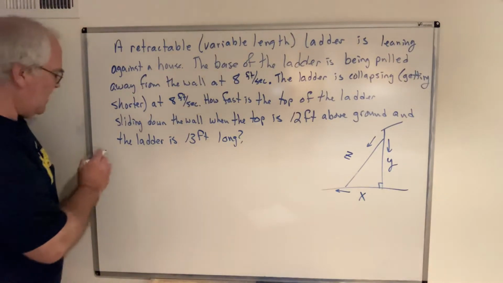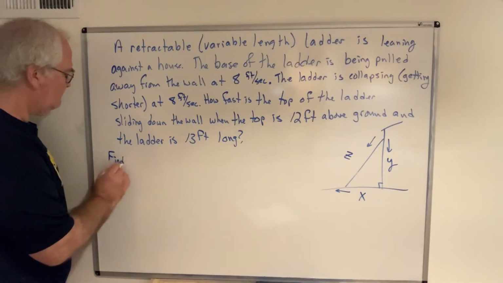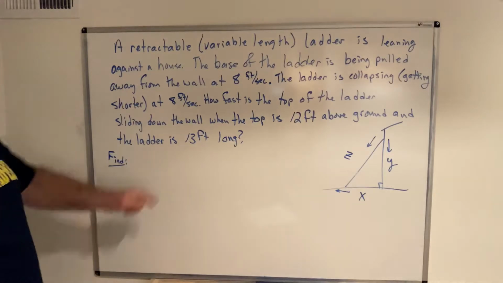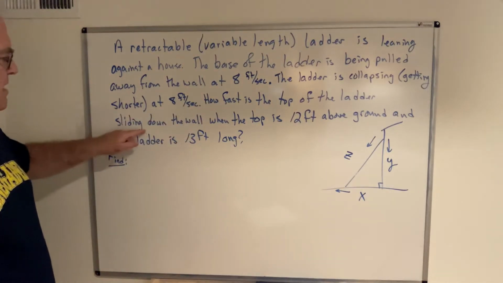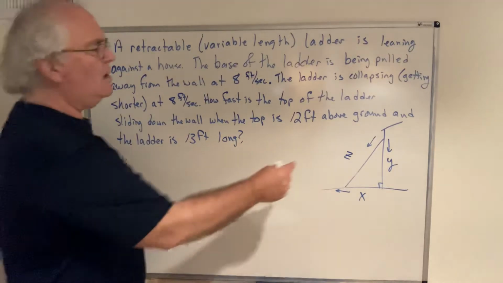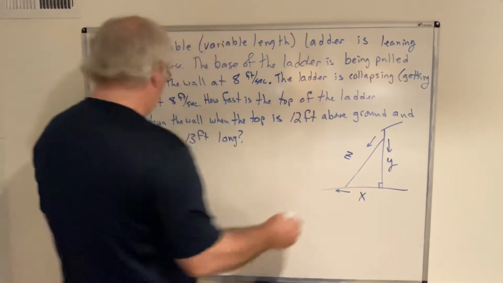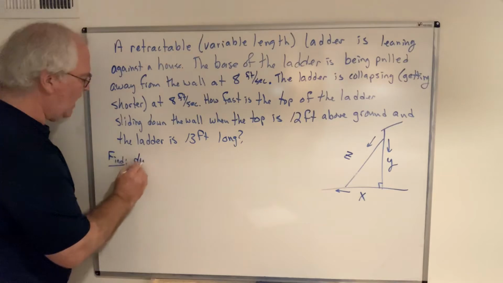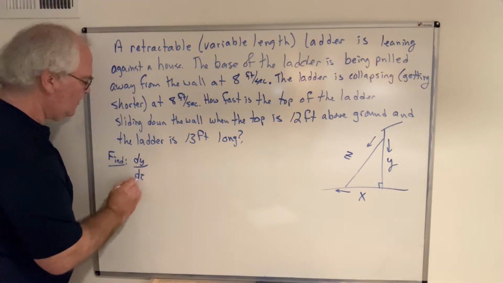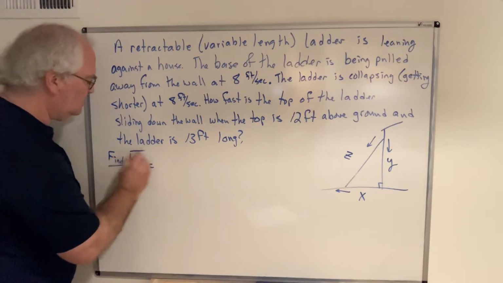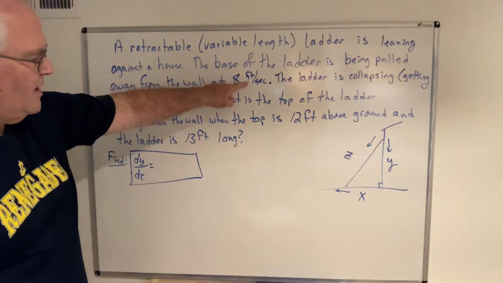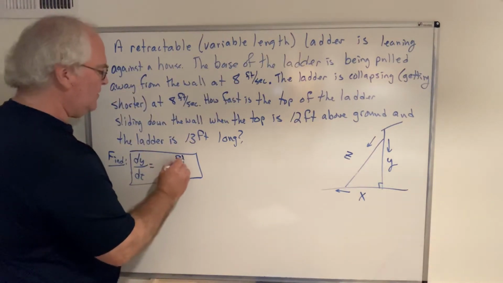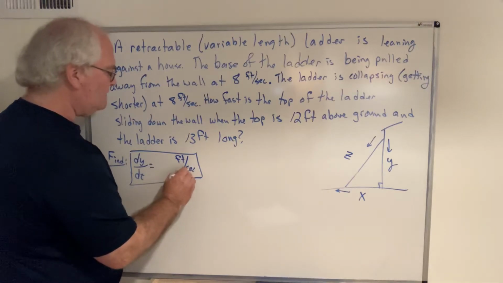So what are we asked to find? Here's the question: how fast is the top of the ladder sliding down the wall? We need to find the rate of change of y, so we need to find dy/dt. And there are a couple of things we know. We know what the units need to work out to be: feet per second. So I'm going to write that in to keep the physics people happy.